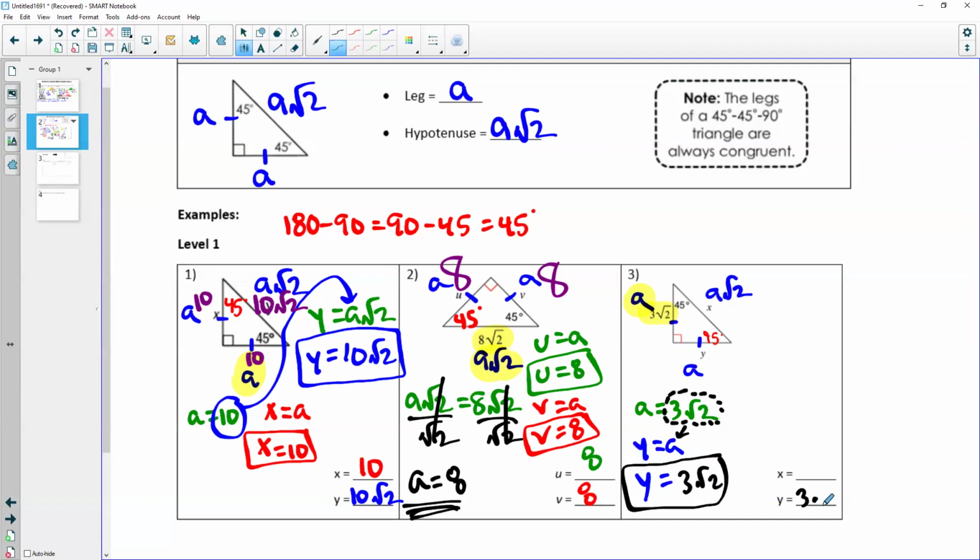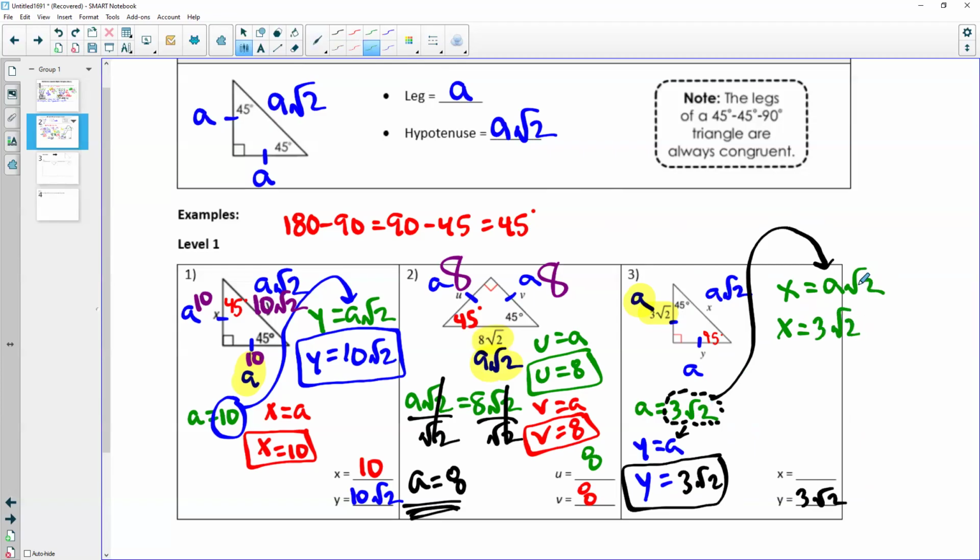So Y is 3 square root of 2. But now as we look at X, take a look at what happens with X. X is my A square root of 2 side. So I'm going to write that X is equal to A square root of 2. And we know that A is 3 root 2. So we're going to take that and plug it in right here. Doing so, what that gives us is X is equal to A, which is 3 square root of 2.